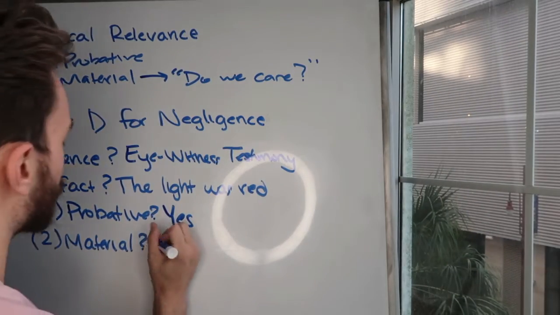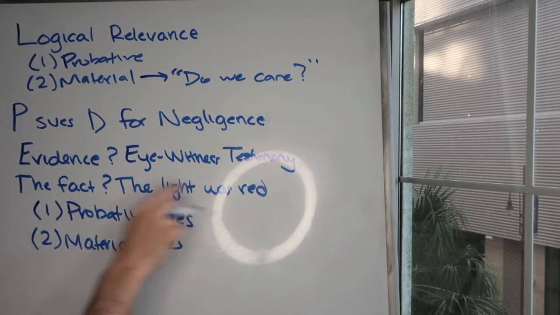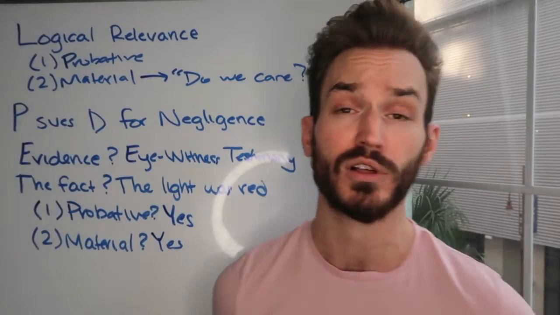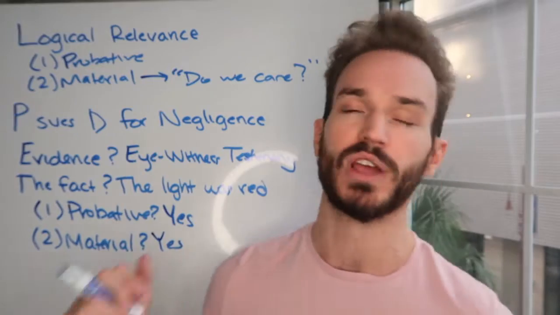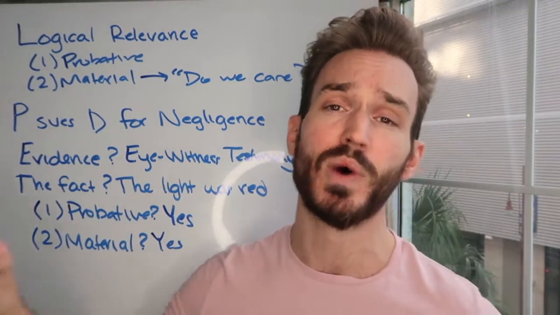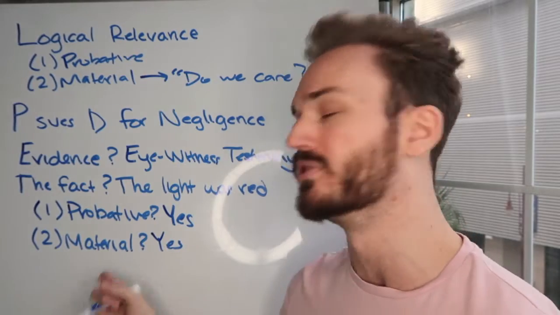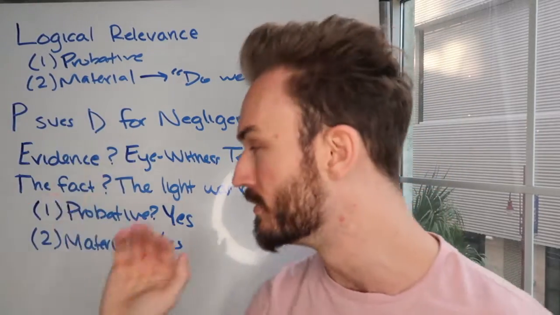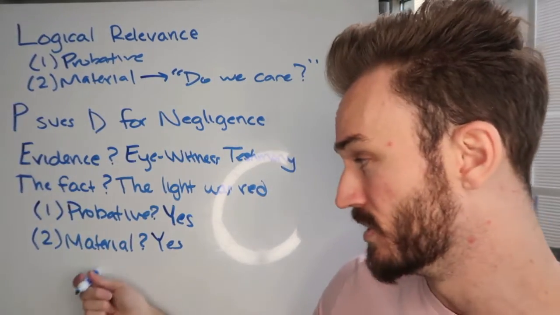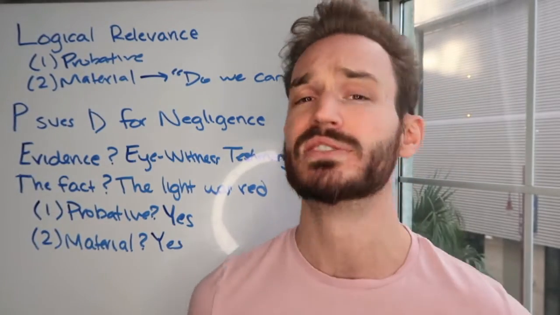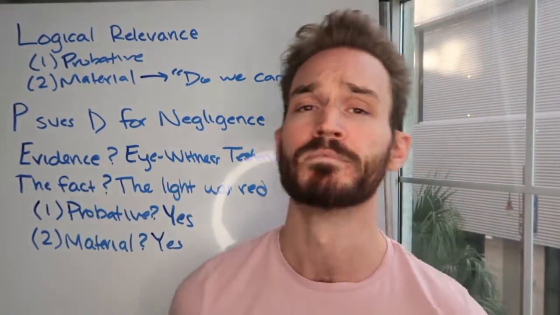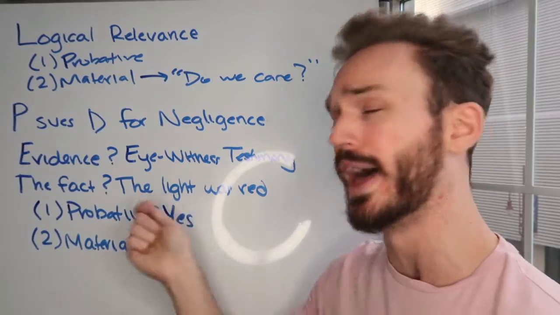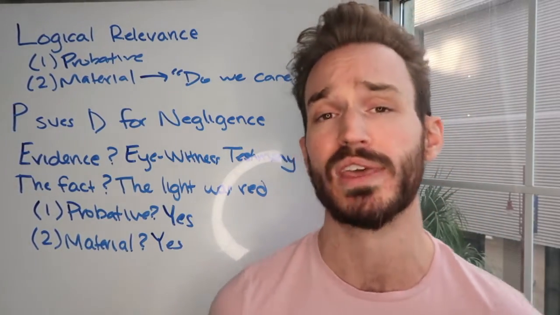Is it material? Yes, right? The fact hasn't changed. We're still proving this fact that the light was red. That is still going to be very material. Yes, we care whether the light was red. It doesn't matter how sure the witness is as to whether the light was red or not. It's still extremely material. This is still the heart of the plaintiff's case. Even if our threshold probative value level has dropped a little bit, the material aspect of this evidence is still extremely high because whether the light was red goes to the heart of the plaintiff's case. This is of consequence. The fact of whether the light was red is of consequence in determining the outcome of the action.